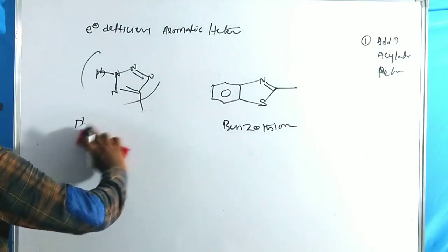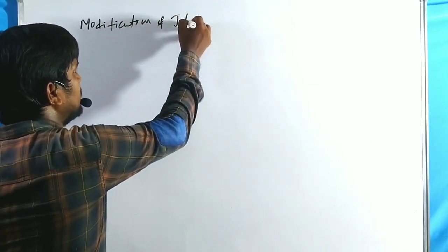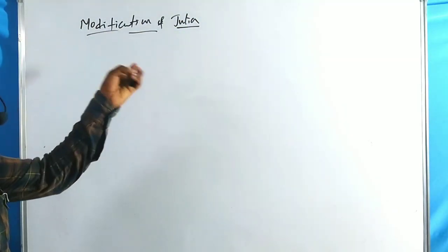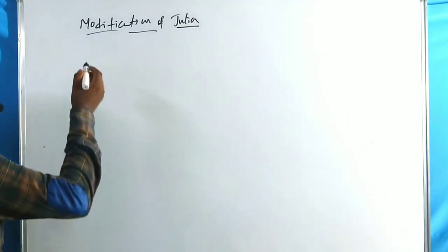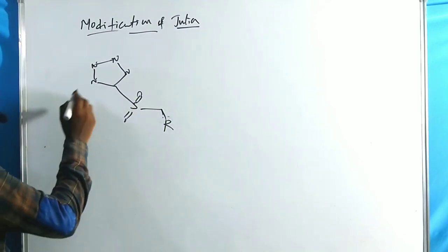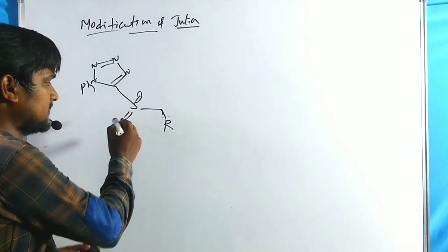Now we'll go through the modification reaction of Julia olefination. The Julia-Kocienski modification was introduced by the modification. This is the interesting thing. Here he used phenyl tetrazole, the aryl sulfonyl group, the tetrazole sulfonyl group. Here it is used, the phenyl tetrazole along with a sulfonyl group.